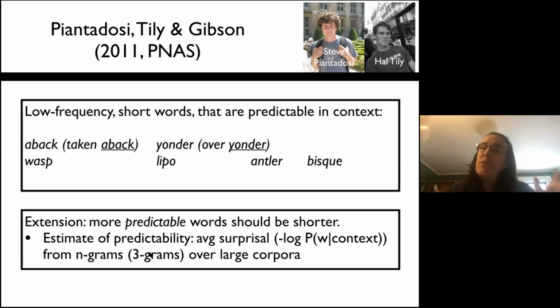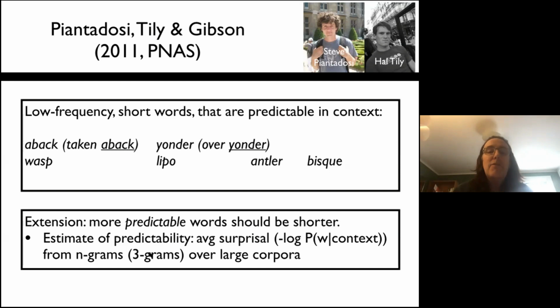And we can look at the predictability across all contexts for that word. And the idea is that a word like aback is very predictable because almost always some form of take is right before it. And same with yonder, almost always there. So the predictability measure, that negative log probability, is very high. It's very predictable for these short words. And then we just look at the predictability against, instead of frequency, now we're looking at predictability measured against length. And we see if that's a better predictor of word length.